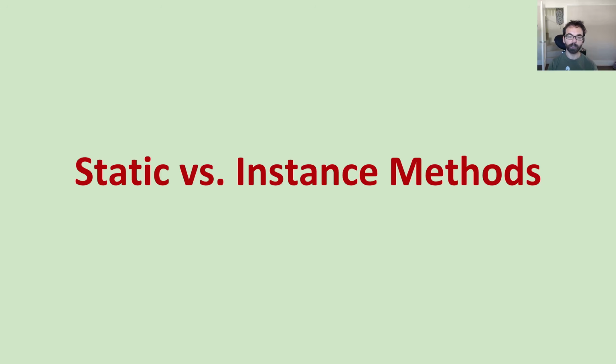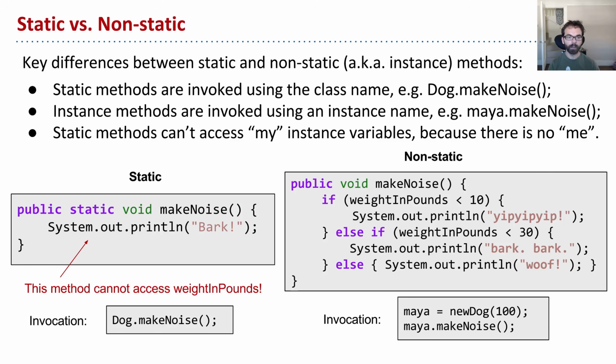So let's really dig in and make sure we understand the difference between a static and an instance method. So what do we know so far? All right. Well, we know that there exist static methods, which have the word static in their declaration, and non-static methods, also known as instance methods, which don't. So static methods are invoked using the class name.